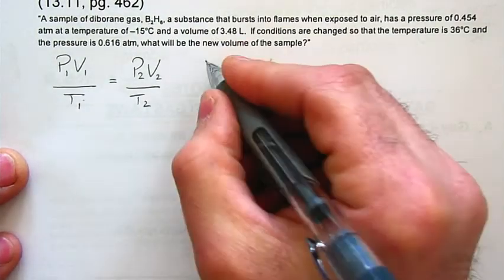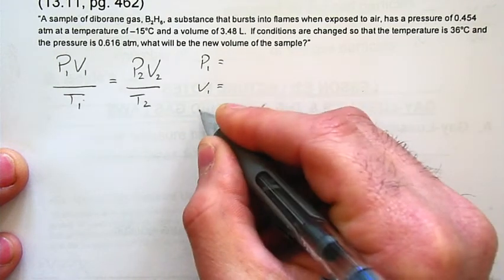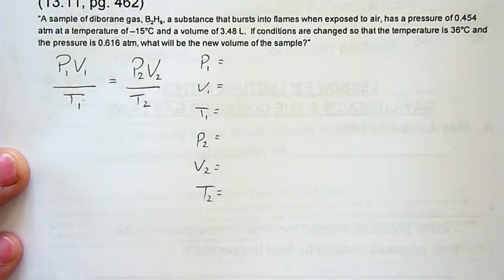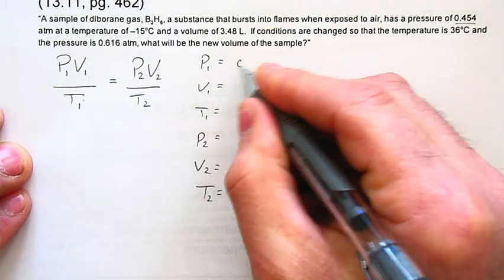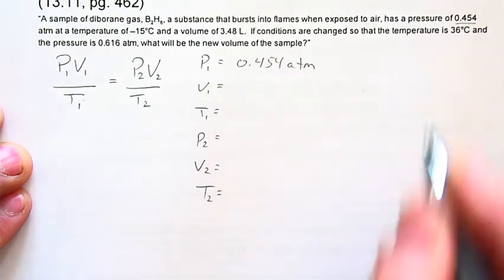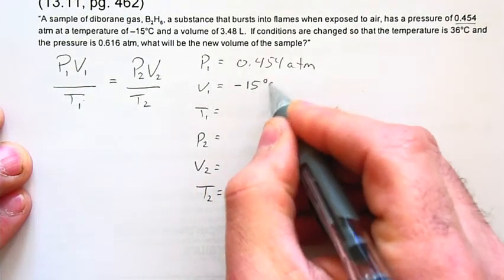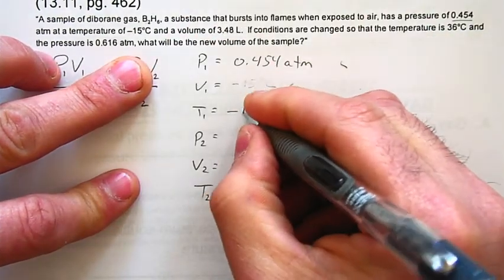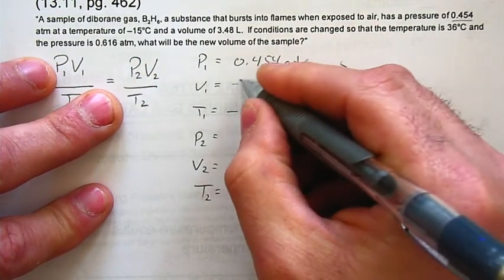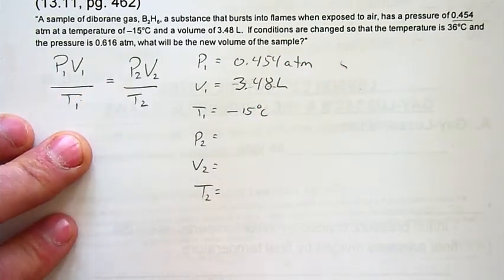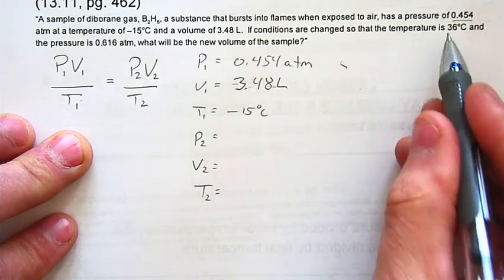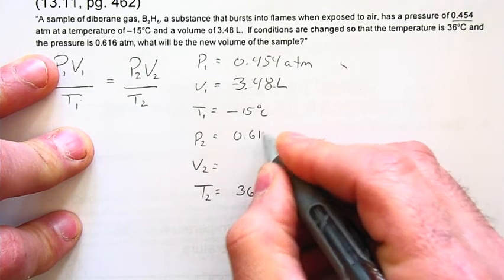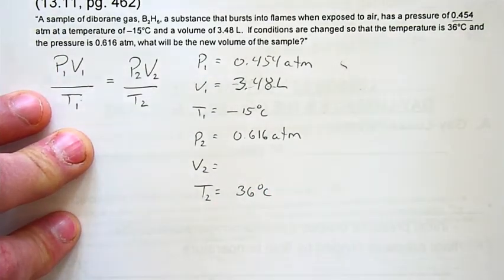First step is we list out all of our variables and go through the problem and see which matches up with which. The first pressure mentioned is 0.454 atmospheres. The first temperature mentioned is negative 15 degrees Celsius. The first volume is 3.48 liters. And then it says conditions are changed so that the new temperature is 36 degrees Celsius and the new pressure is 0.616 atmospheres. And the question is, what is the new volume?